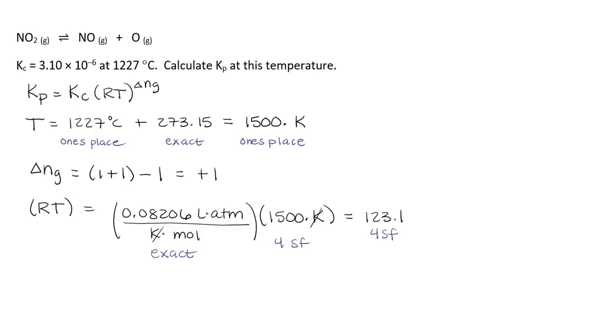And now to use the final equation, I have Kp equals Kc, which was given in the problem, 3.10 times 10 to the negative 6, times RT raised to the 1, 123.1 raised to the 1. This result will have 3 sig figs based on the Kc. Doing the math, 3.10 times 10 to the negative 6 times 123.1 gives me 3.82 times 10 to the negative 4.